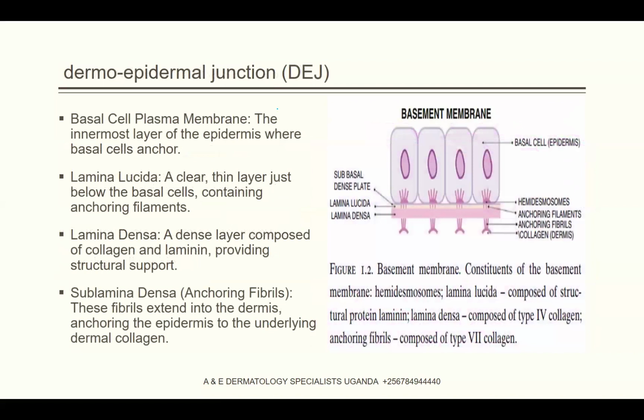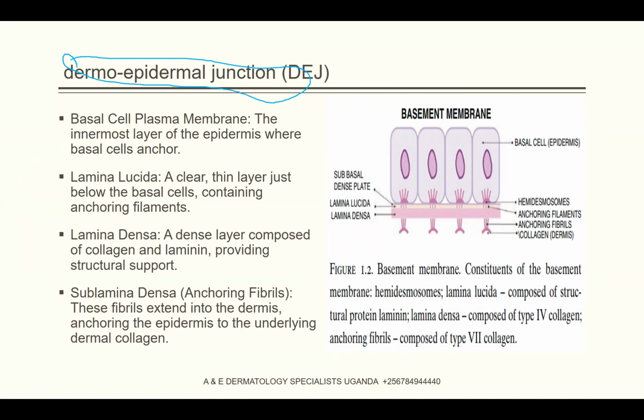Then after finishing the epidermis, what next is what we call the dermo-epidermal junction. So the dermo-epidermal junction is that arrangement that connects the epidermis to the dermis. This arrangement is very, very key because its structures are very vital in maintaining the structural integrity of the skin and making sure that the epidermis does not peel off from the dermis.